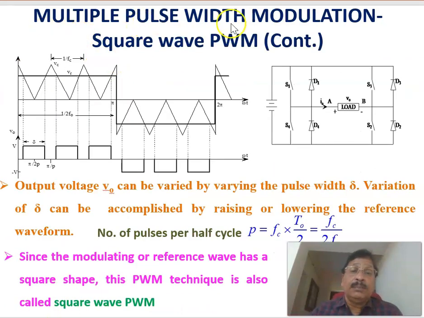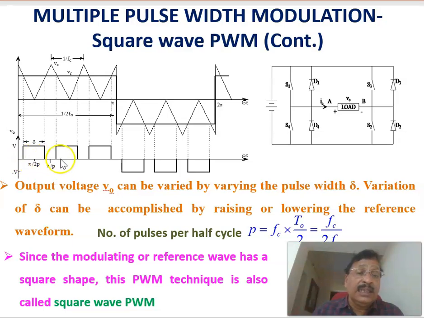Now continuing the multiple pulse width modulation, square wave PWM. As I already told you, this is a circuit topology, and this is the reference signal that is compared with a carrier signal. Therefore, as you change the height of the reference signal here, you can change the pulse width. Therefore, this is the output voltage, and the output voltage can be varied by varying the pulse width.